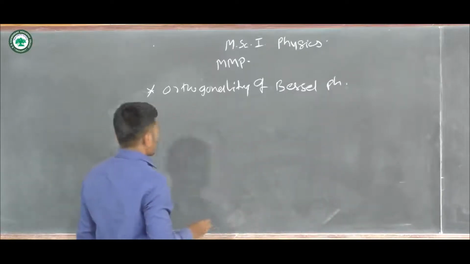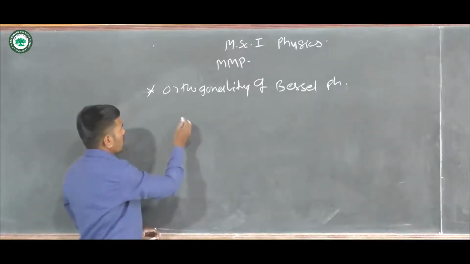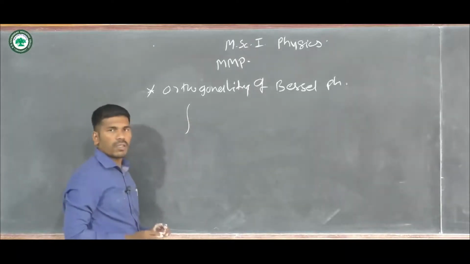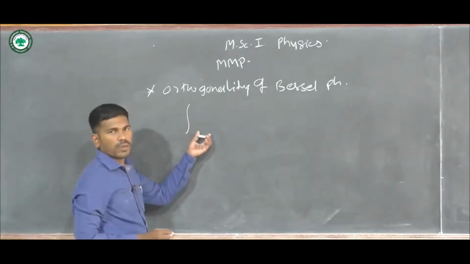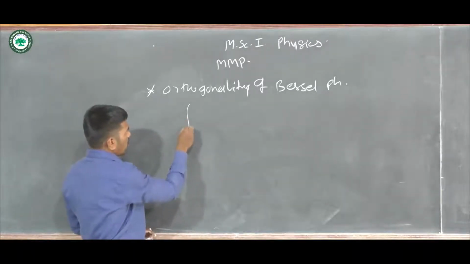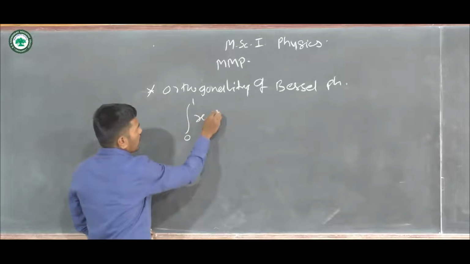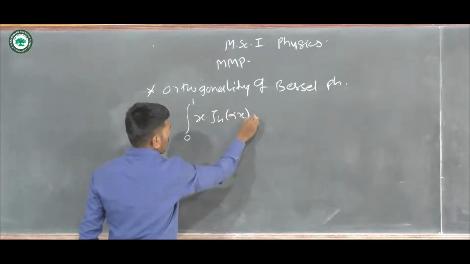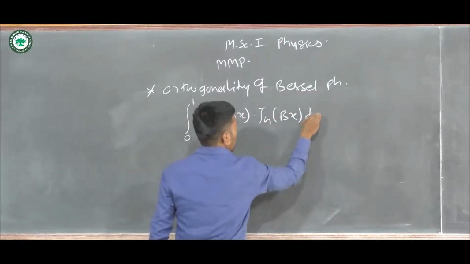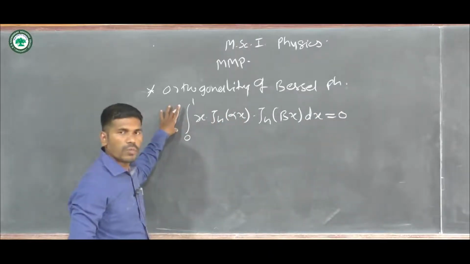Here we know the Bessel functions of the Bessel differential equation. If I integrate the product of two Bessel functions with x, over the limits 0 to 1, that is, the integral of x J_n(alpha x) J_n(beta x) dx, it is equal to 0. So this is the orthogonal property of the Bessel functions.